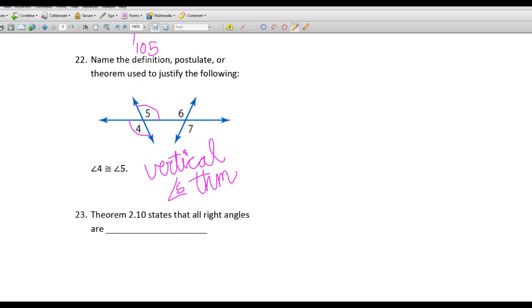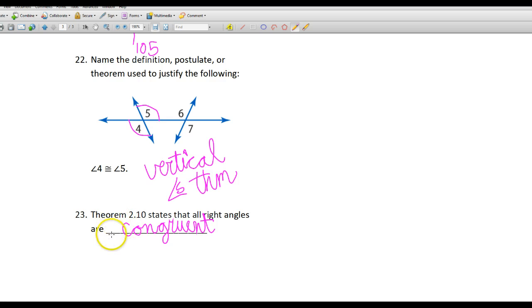On number 23, it says theorem 2.10 states that all right angles are blank. And to fill in the blank, that would be congruent. And that's straight from the reading on page 155.